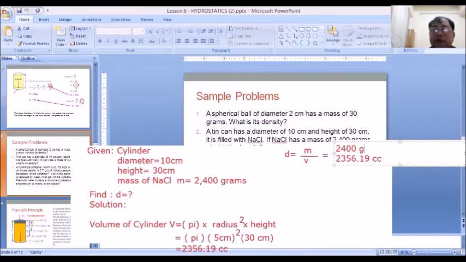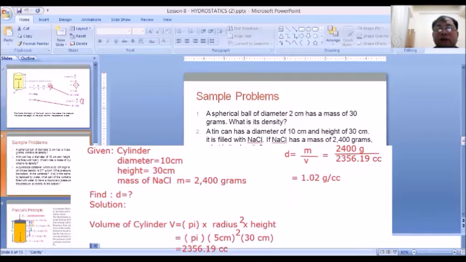So eventually our answer for density will be gram per cubic centimeter, or cc, in the denominator. So how much is our density? Our answer again is 1.02 gram per cc.